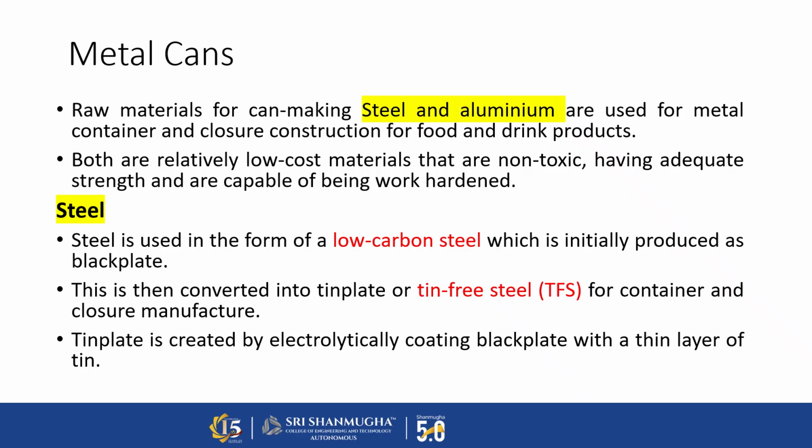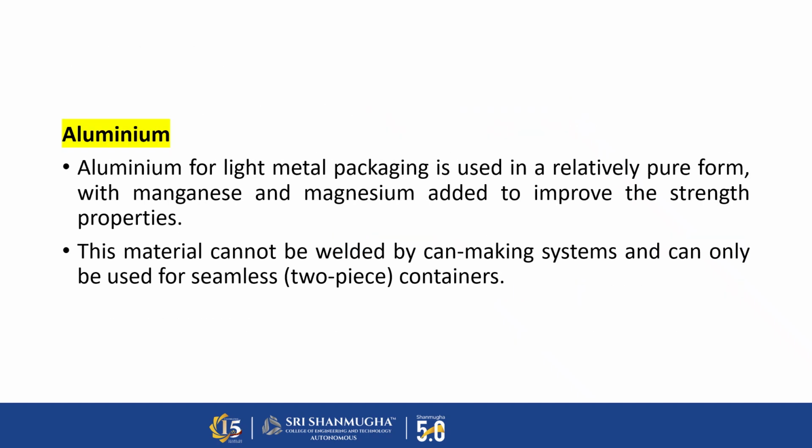Steel is also used for cans, and low carbon steel is mainly used. First, steel is made as a black plate, and the black plate is just a plain sheet without any coating. Aluminum is also used for cans. Why? Because it is light in weight, does not rust easily, and is easy to shape. For example, soft drink cans like Coke and Pepsi are made from aluminum because they are lighter in weight and also easy to recycle.